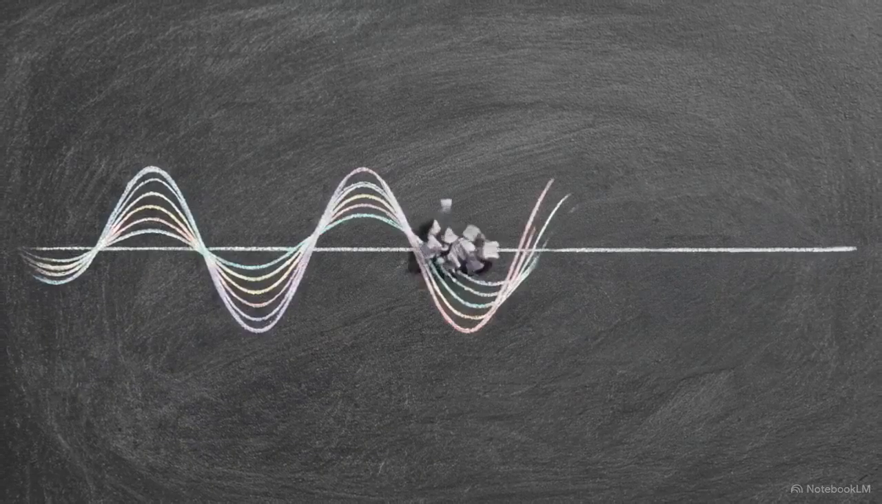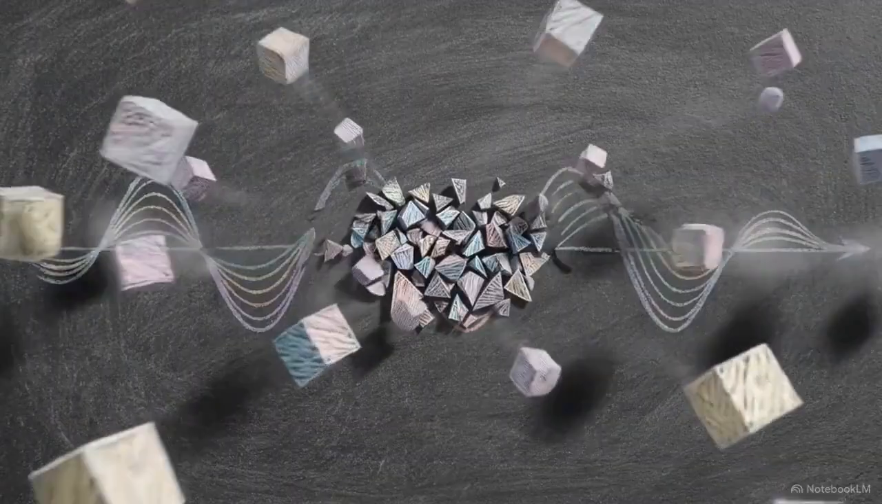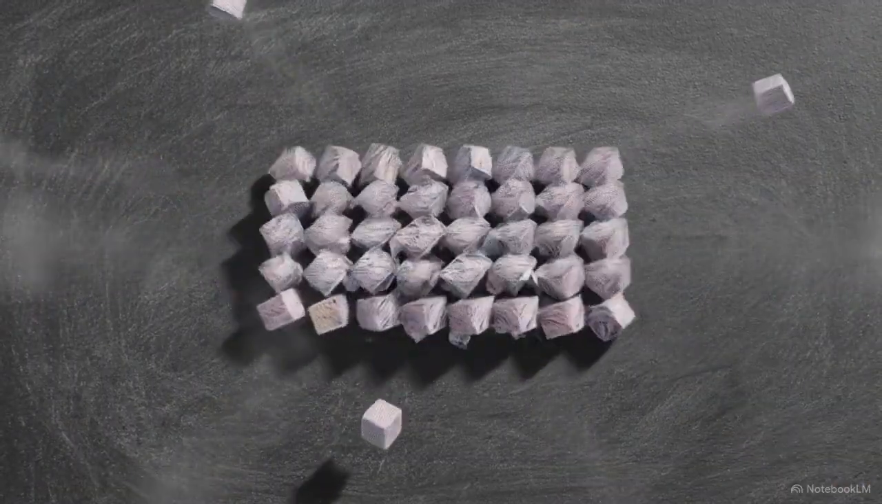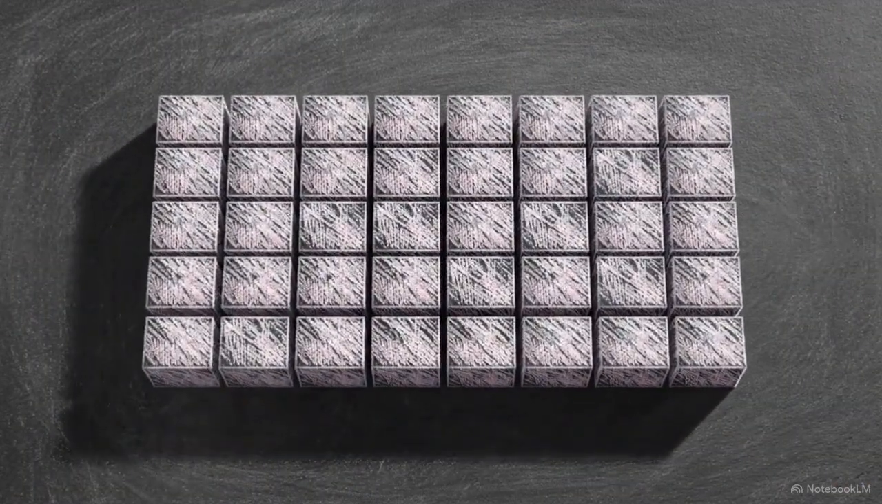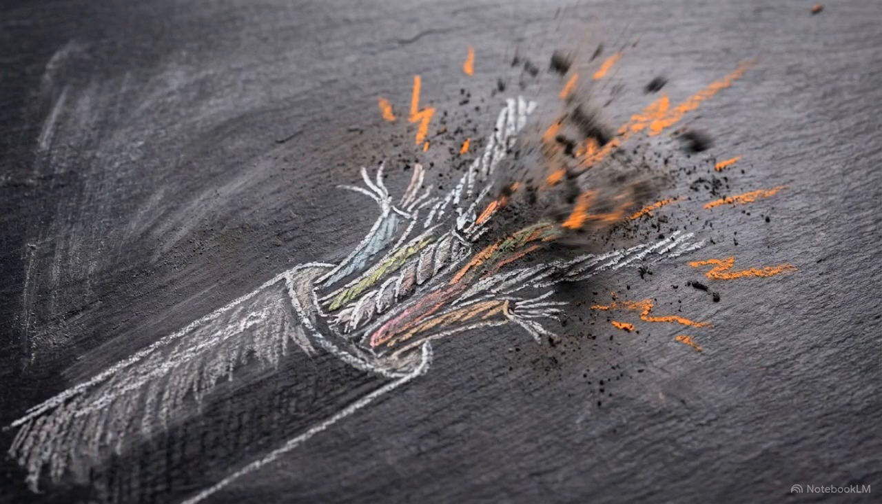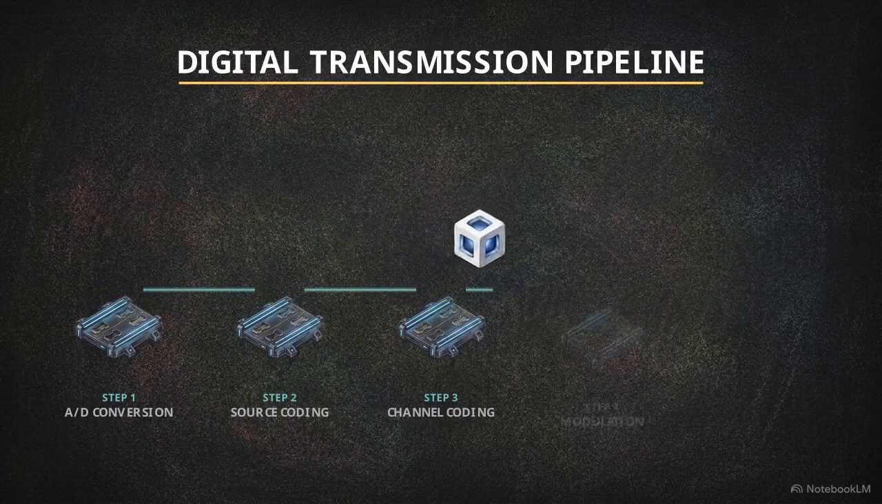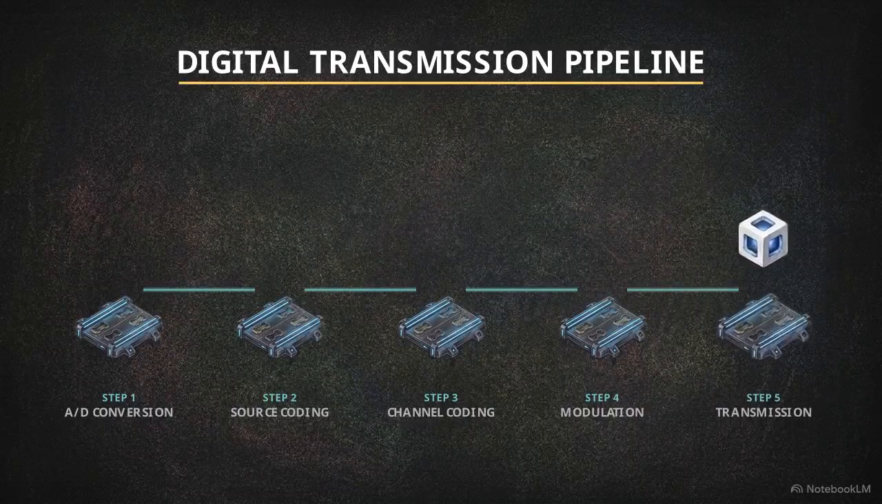The central problem of telecommunications is a clash of formats. The physical world produces continuous, analog signals, but networks require discrete, digital data to function. To bridge that gap and move an analog reality across a hostile, noisy physical channel, we force the data through a highly specific, universally applied sequence of mathematical operations.